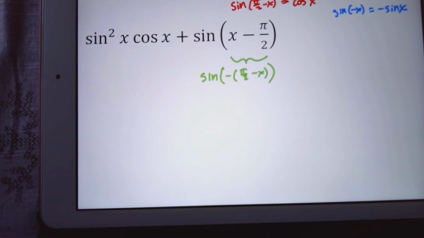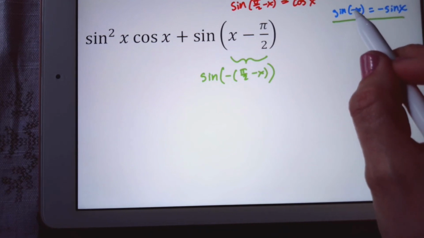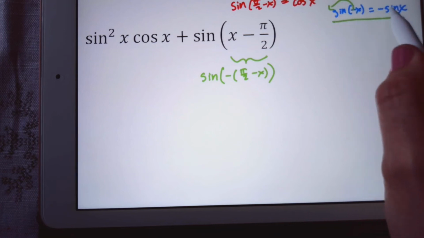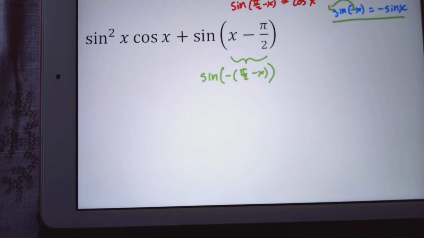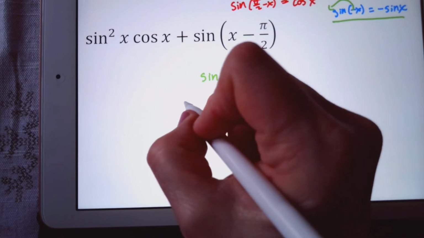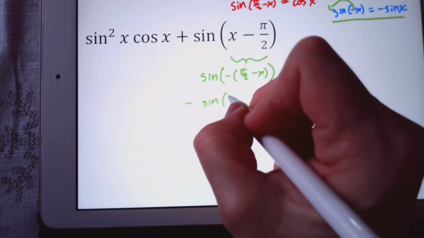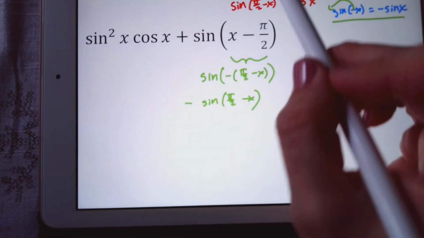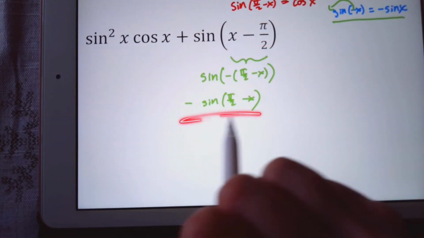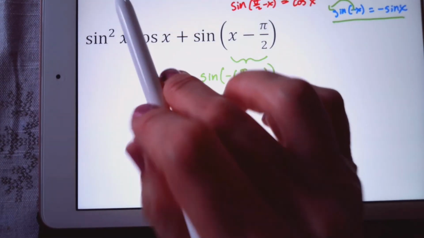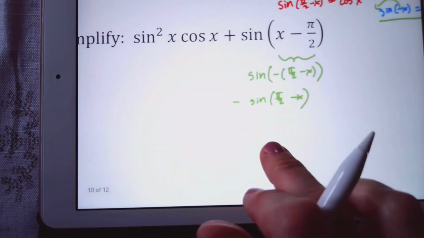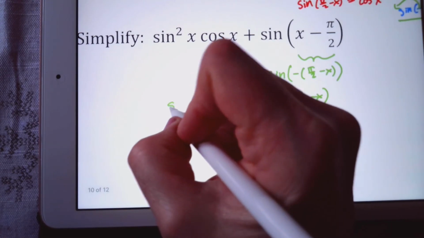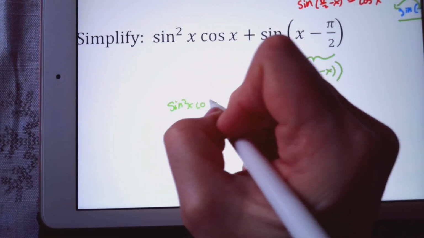So now I'm going to use this identity right here. When I have a negative inside something that I'm taking the sine of, I can pull that negative out front because it's an odd function. So I'm going to pull this negative out front. So I have negative sine of pi over 2 minus x. All of this right here has now changed into this. And I'm going to go back and write the rest of it. So over here, I got sine squared cosine x.